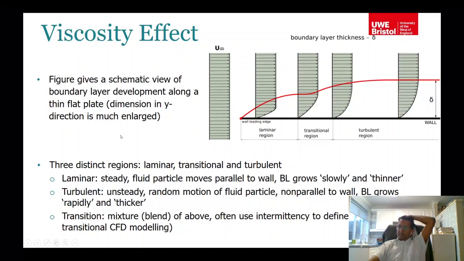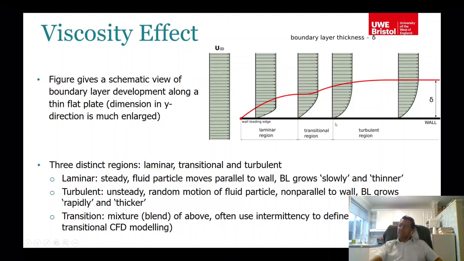In the laminar region the flow is steady. Fluid particles move parallel to the wall. The boundary layer grows slowly and is thin. And then in the turbulent region, there is unsteady random movement of fluid particles, and it's not parallel to the wall. Remember, this is parallel to the wall. This is not parallel to the wall. The boundary layer grows rapidly and is thicker. So this is much more rapid.